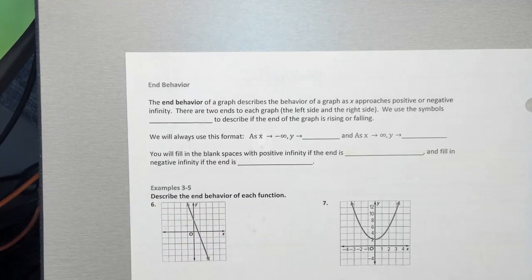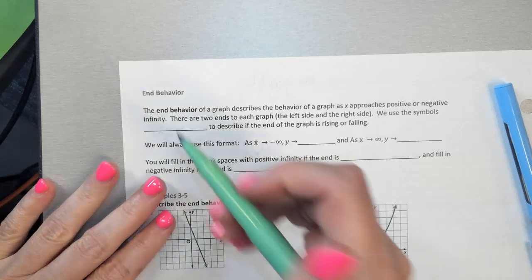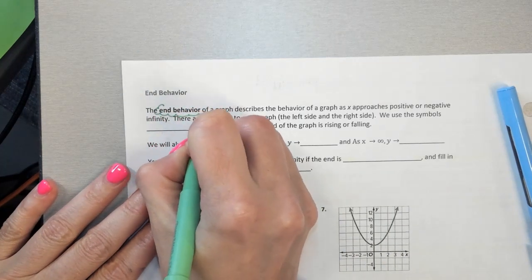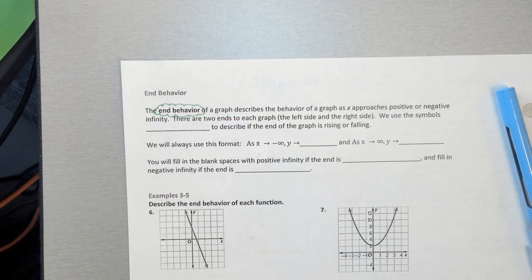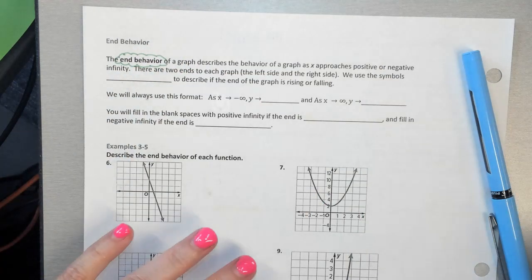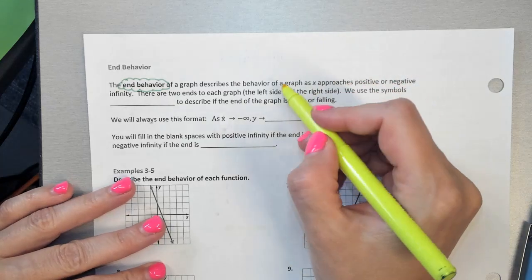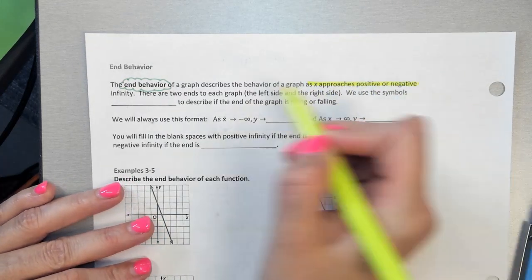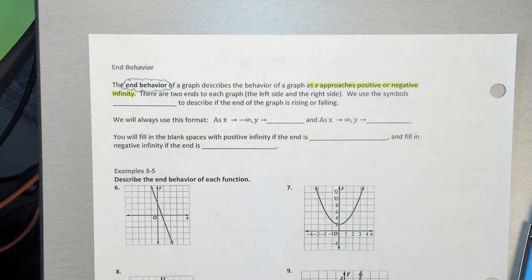Okay, so the end behavior of a graph describes what happens at each end. It's describing what happens as x approaches positive infinity or negative infinity. That means we want to know what's happening as the values of x get very, very large or very, very small.